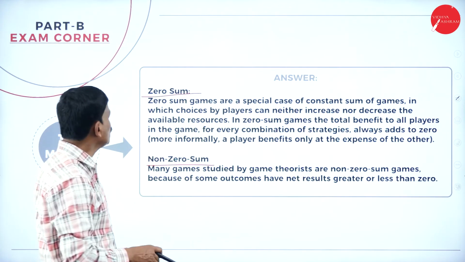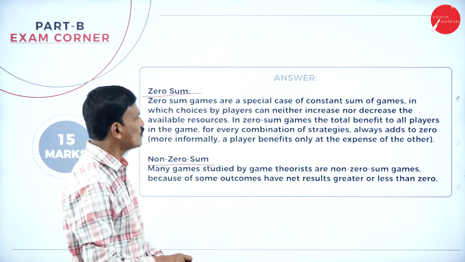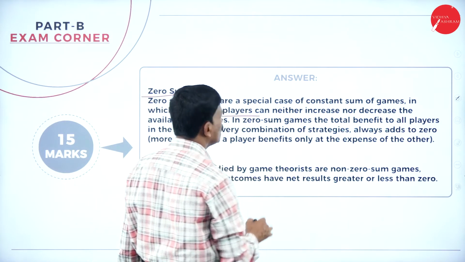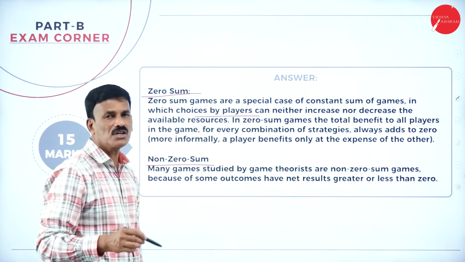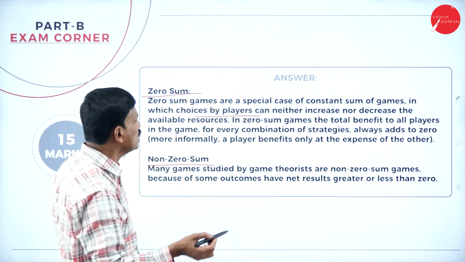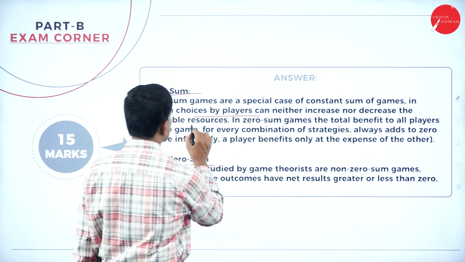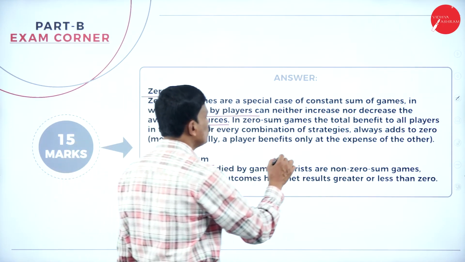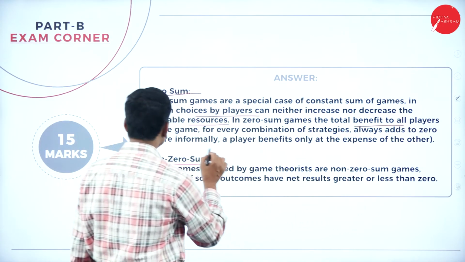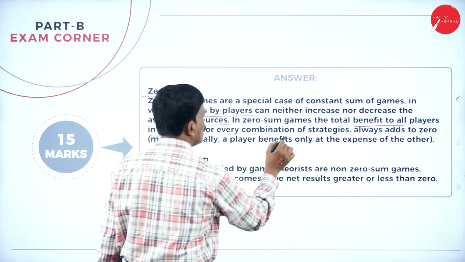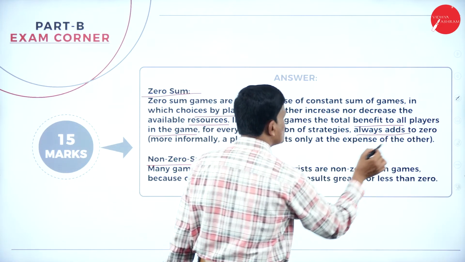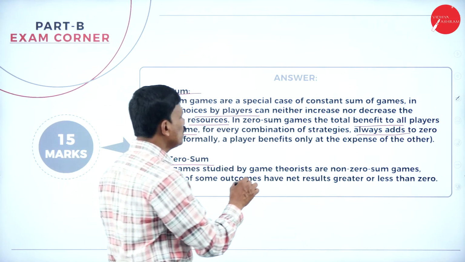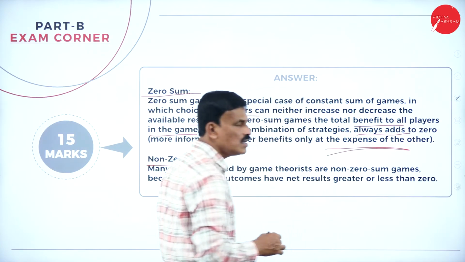Now what is a zero-sum game? A zero-sum game is a special case of constant-sum games in which the choices by the players can neither increase nor decrease the available resources. In a zero-sum game, the total benefit to all the players for every combination of strategies always adds to 0. More informally, a player benefits only at the expense of the others.